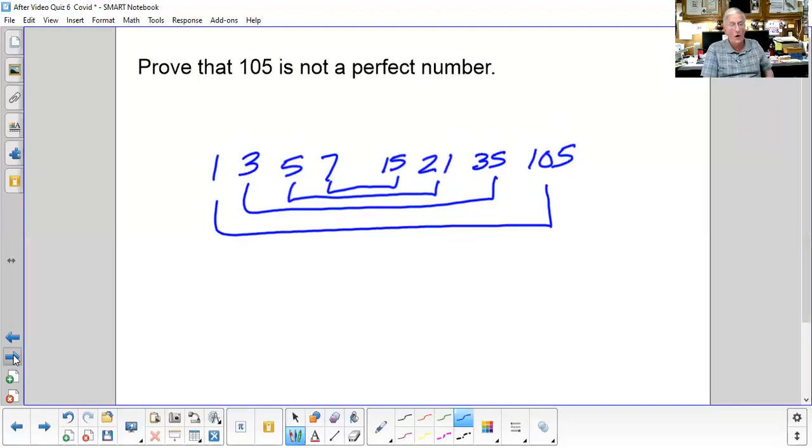So those are all the factors of 105. Okay, so what I'm going to do with those factors, all of them that are less than 105, I'm going to add them together.